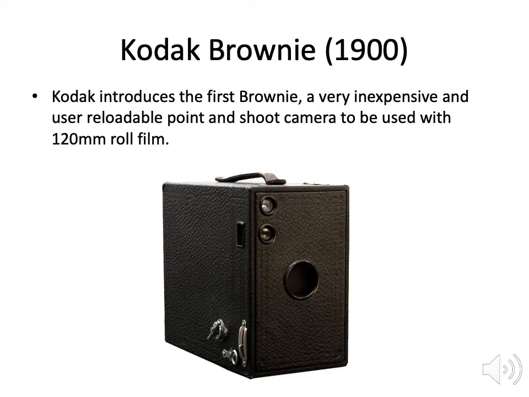So here's another example of a portable camera. This is the Kodak Brownie, maybe you've heard of it, from about 1900. This is a very inexpensive camera that was reloadable from the user. So the user could take the film out of the camera, drop it off someplace, and pick up their prints afterwards. This was used with a little bit of a bigger roll of film, 120 film.